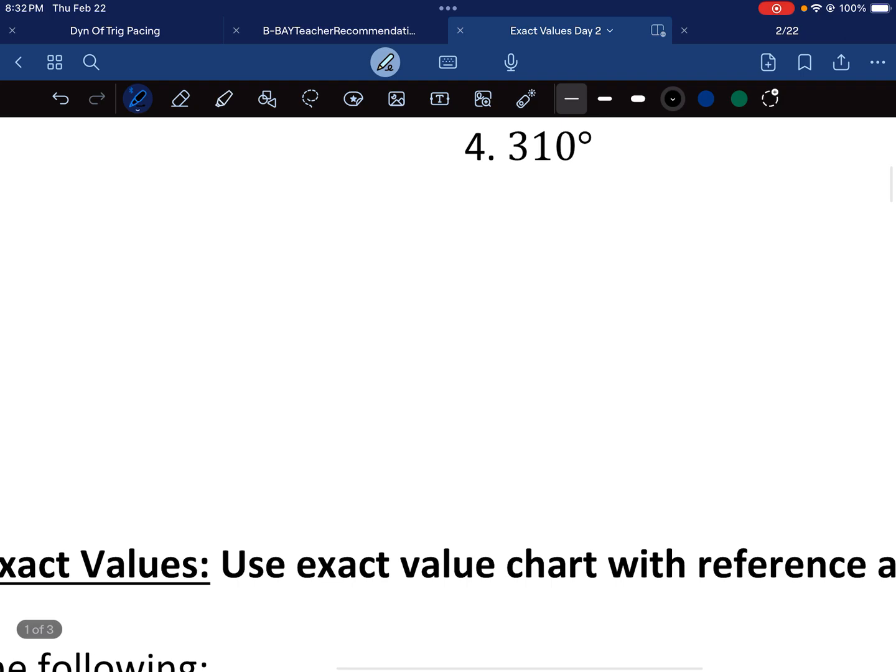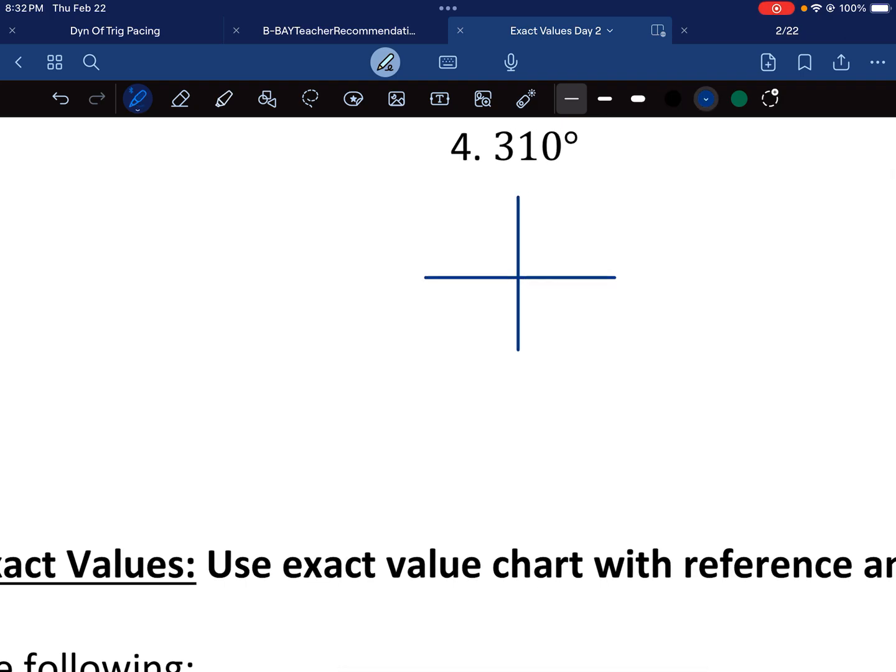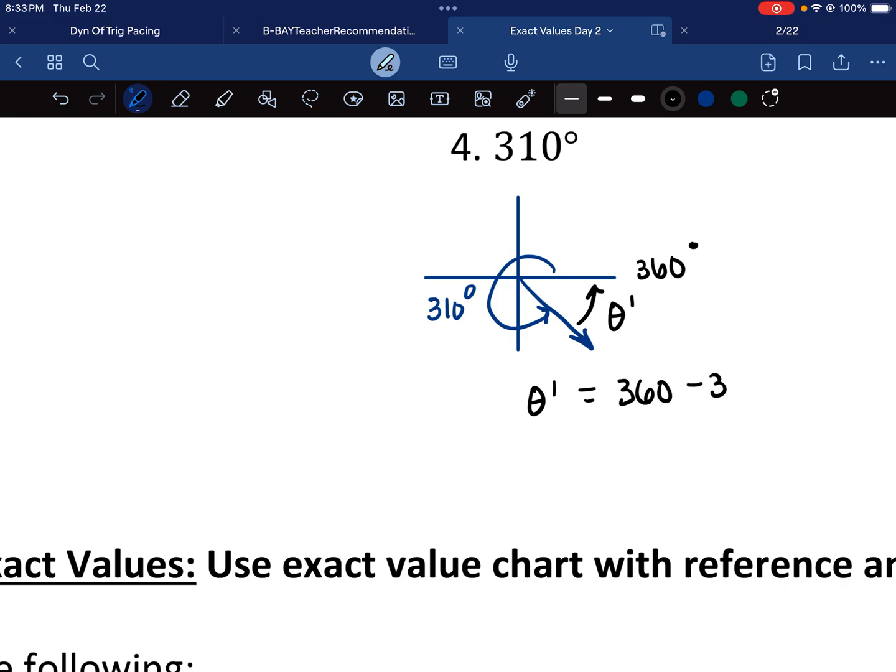Over here, 310. I know that sketch is going to be in quadrant 4. My reference angle is made with my x-axis. I know a full circle is 360 degrees. So to find my reference angle, I do 360 minus 310, and that angle is 50 degrees away from the x-axis. So this is my reference angle.